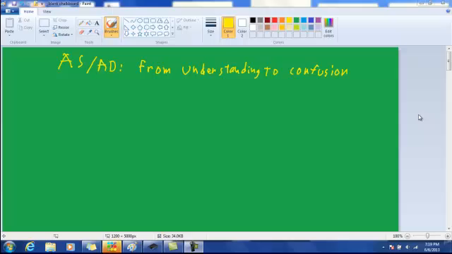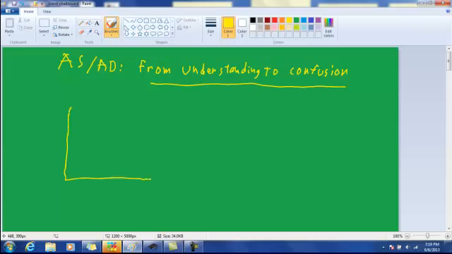This is Dr. Kling, and for those of you who understand the aggregate supply, aggregate demand model of a macroeconomics textbook, this talk is going to take you to the next level. It's going to go from understanding to confusion. So your understanding has the price level on the vertical axis, GDP on the horizontal axis, and you have an aggregate supply curve and an aggregate demand curve.